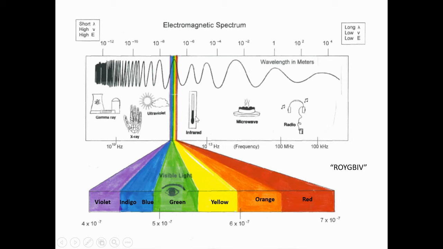So notice that infrared radiation is right next to the red portion of the visible spectrum. So the visible spectrum only accounts for a very narrow portion of the overall electromagnetic spectrum. When we get to the violet end of the visible spectrum, just beyond that is what we call ultraviolet. Infrared is next to red, ultraviolet is next to violet. Remember, wavelength is getting shorter, frequency is getting higher, energy is getting higher.